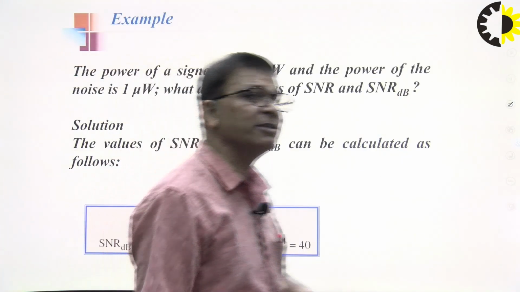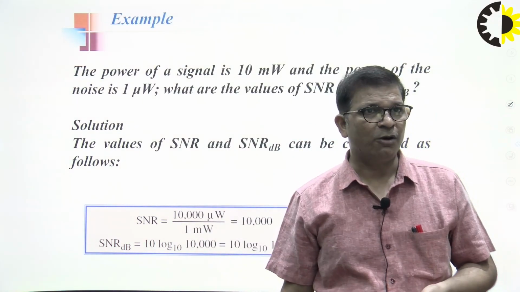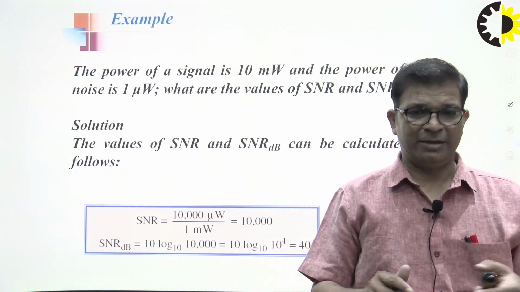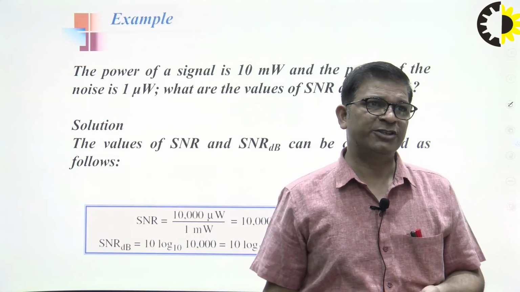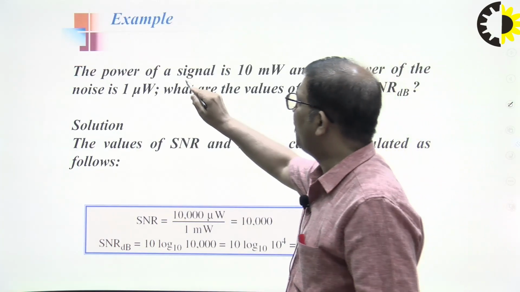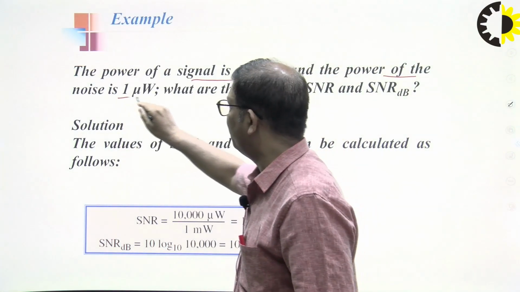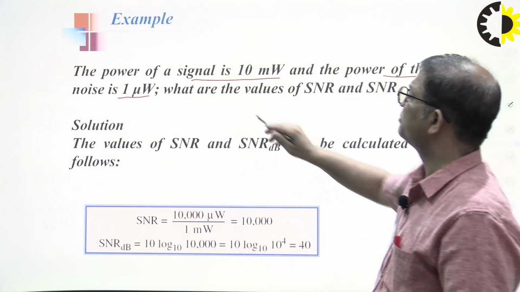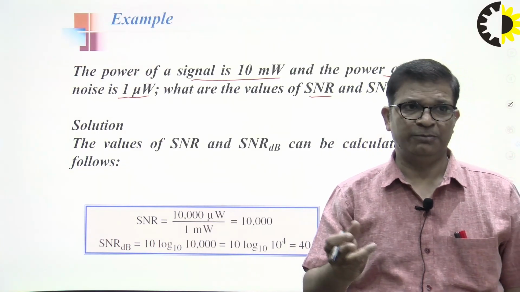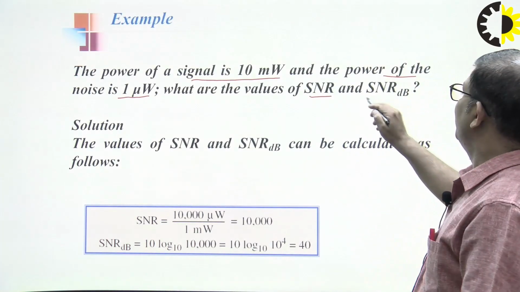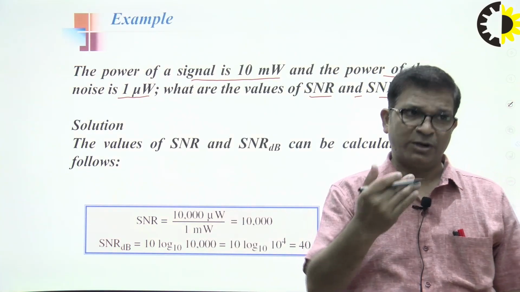So this is noise. To understand noise, we are discussing some numerical examples, which are very important for your exam preparation. If the power of a signal is 10 milliwatt and the power of noise is 1 microwatt, what are the values of SNR, the signal to noise ratio, and SNR in dB? SNR can also be calculated in decibels.